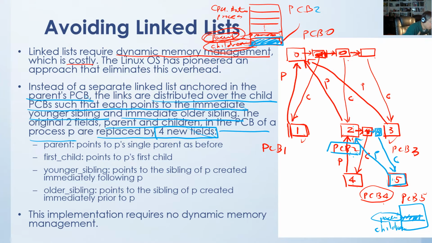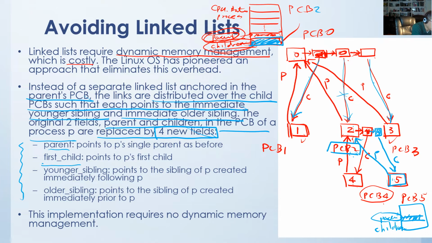Instead of pointing to the child and pointing to the parent, now you have 4 fields: parent, first child, and so on. The parent only points to the first child. In the linked list approach, the parent points to the first child, the second child, and the third child. If the parent has 9 child processes, the parent is going to have 9 pointers pointed to its 9 children. But in this implementation, the parent does not point to every child. It only points to the first child.